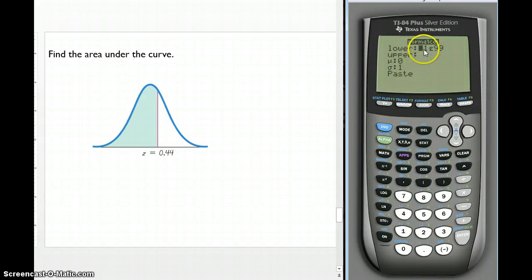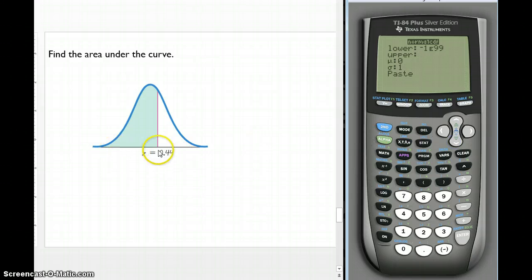You'll notice that with the normal CDF there are two arguments that you need to input: your lower bound and your upper bound. The mu and sigma here are pretty standard, 0 and 1, standard normal distribution, so we're good with that. In this problem, the lower bound is negative infinity. It's all the way over here, all the way to the left side. So that's negative 1 E 99, basically scientific notation for negative 1 times 10 to the 99th power. That's a very small number, which is what we want.